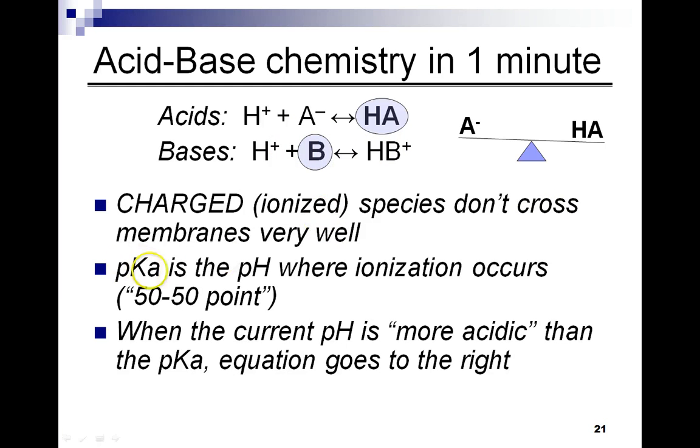And then we come to the pKa. And very simply, the pKa is the pH where ionization occurs. It's the 50-50 point. It's the point where half of the drug is ionized and half of it is not.